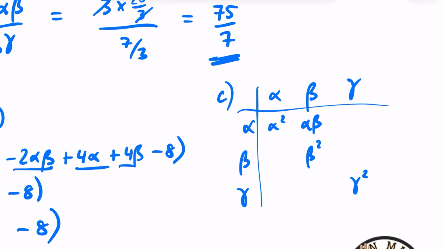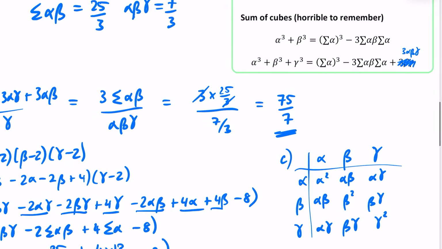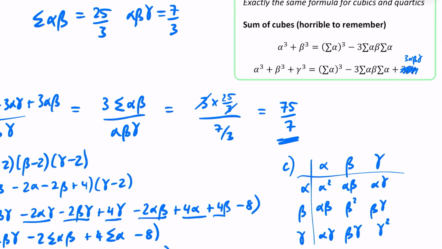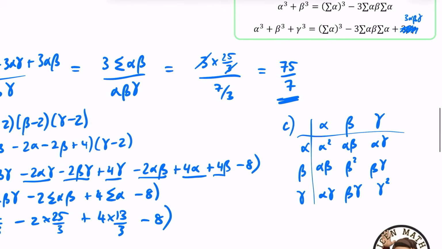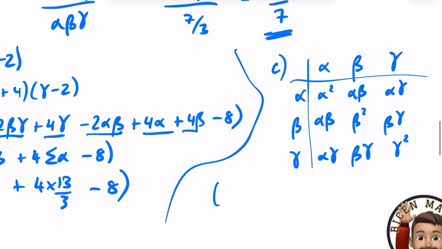That gives you an alpha beta here and an alpha beta here, an alpha gamma here and an alpha gamma here, a beta gamma here and a beta gamma here. So what we can see is that alpha squared plus beta squared plus gamma squared is alpha plus beta plus gamma all squared minus 2 lots of these ones, okay? I'll show you what I mean by this. So I'll block this off here, okay?